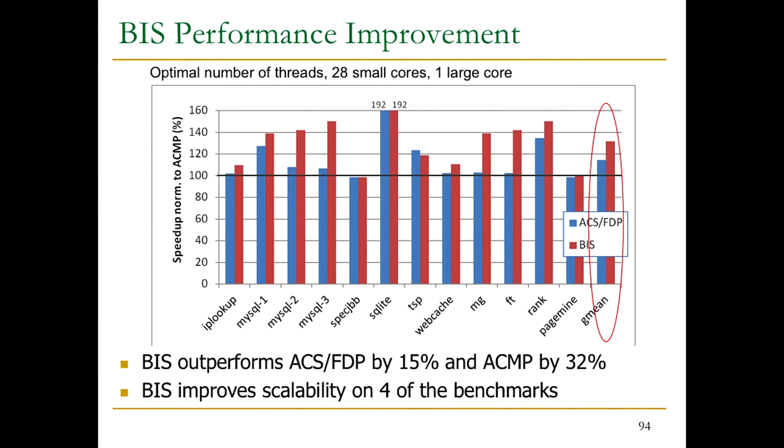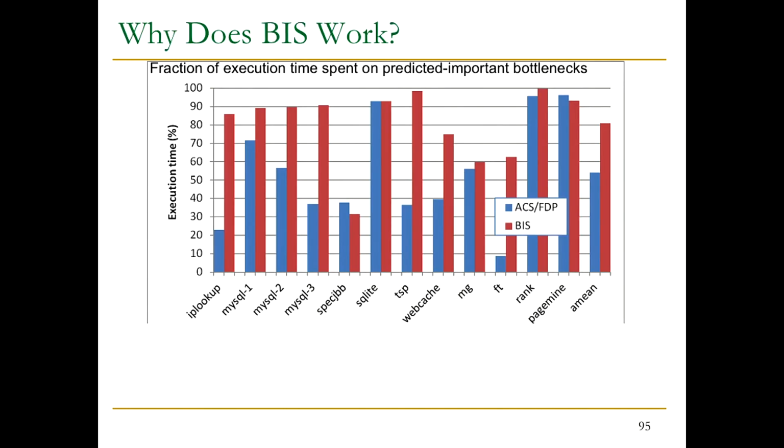And it improves scalability also, clearly, whenever you are dealing with contention. So one of the benefits of BIS over ACS is it's not sending non-contended critical sections to the large core. As a result, it's also more efficient. So let's look at what I promised to you, which is, why does this work? This is actually an interesting question. After you have a mechanism, it's always good to ask, why does this work? So this is our attempt at that.